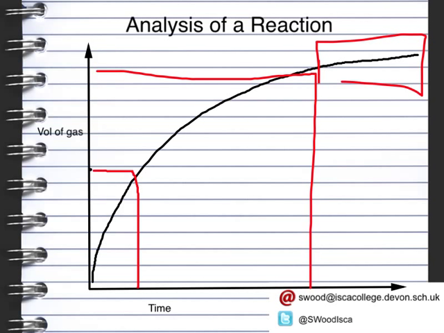Now at this point here, where we've got the steepest part of the graph, this is where the reaction is the fastest. Now as we progress up the graph, in this section here, we can see the curve is less steep, and this is where the reaction slows down. Now right at the very end, when the graph flattens out here, this is where the reaction comes to an end, and that's because the line is horizontal, meaning that there is no more gas being produced, meaning that the reaction has finished.